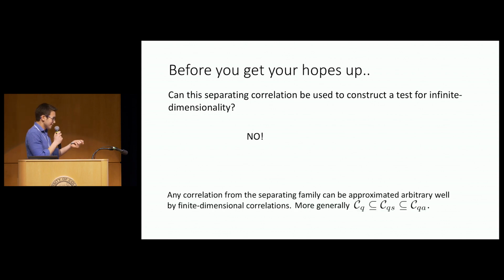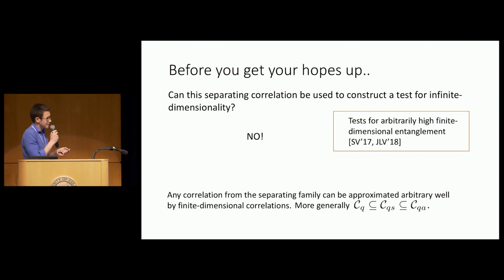And this is not the shortcoming just of our correlation. In general, I had told you at the beginning that any infinite dimensional quantum correlation can be approximated arbitrarily well by finite dimensional ones. Okay, CQS is contained in CQA. On the other hand, we do have tests for arbitrarily high but finite dimensional entanglement. So these are called the dimension witnesses.